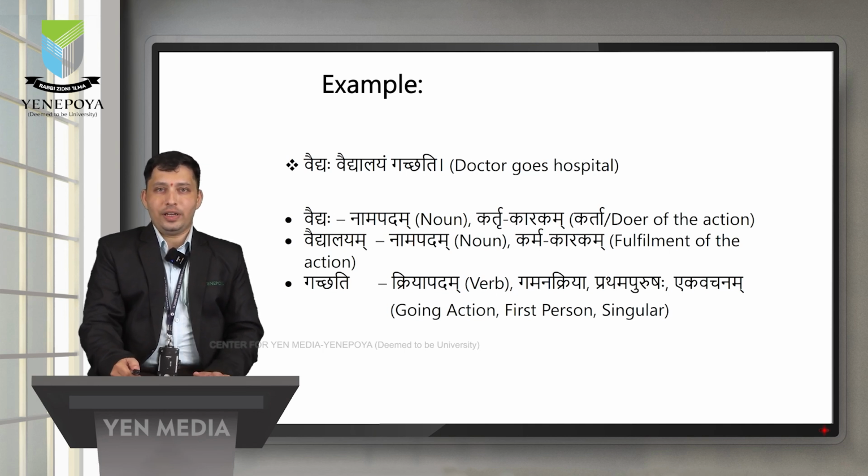So, according to the definition, the word that creates a bond with the action word is itself Karaka. Here Vaidyaha and Vaidyalayam create a bond with the Gacchati Kriyapada. That is why the Karakas are represented here through the words Vaidyaha and Vaidyalayam. Let us see one by one all the Karakas and Vibhaktis so that we can understand this sentence more properly.